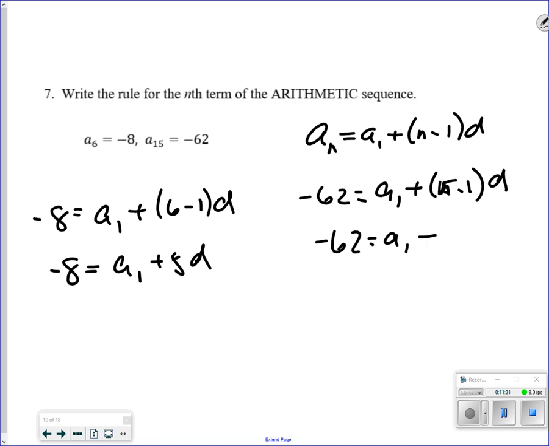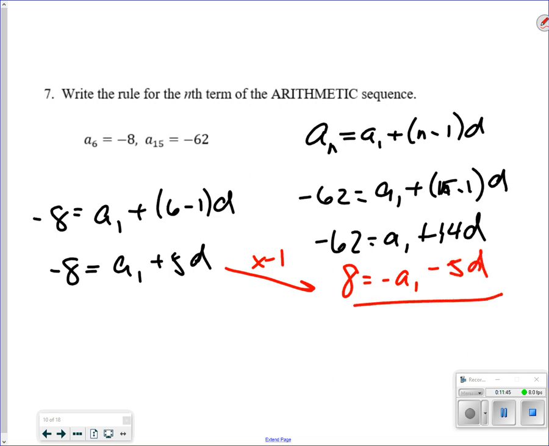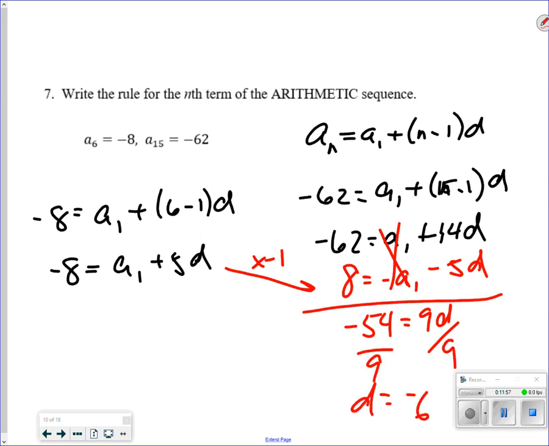What this creates is two equations with two unknowns. So if I multiplied this one, let's say by negative 1, I would get positive 8, negative a sub 1, negative 5d. Cancels. D would equal negative 6. So now that I know d, I can come back up here. A sub 1, negative 6 times 5 is negative 30. Add 30, I get 22.